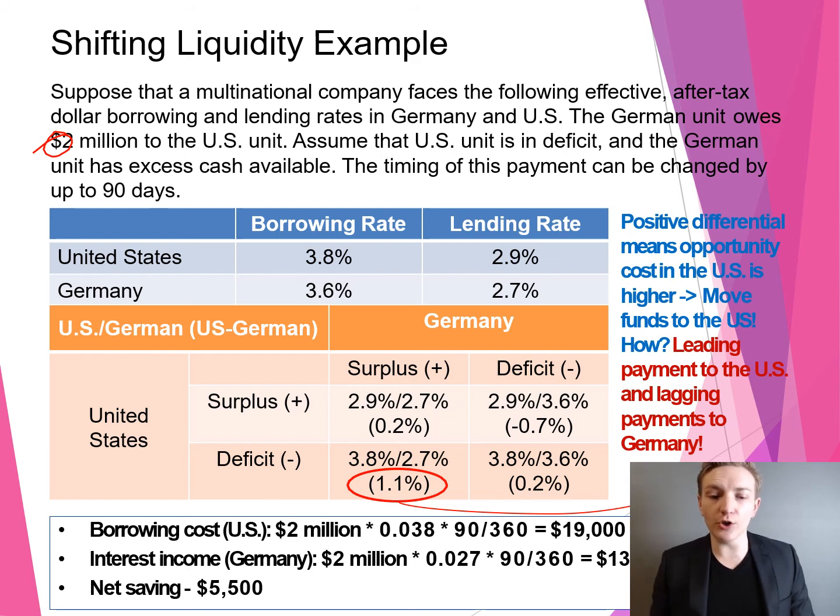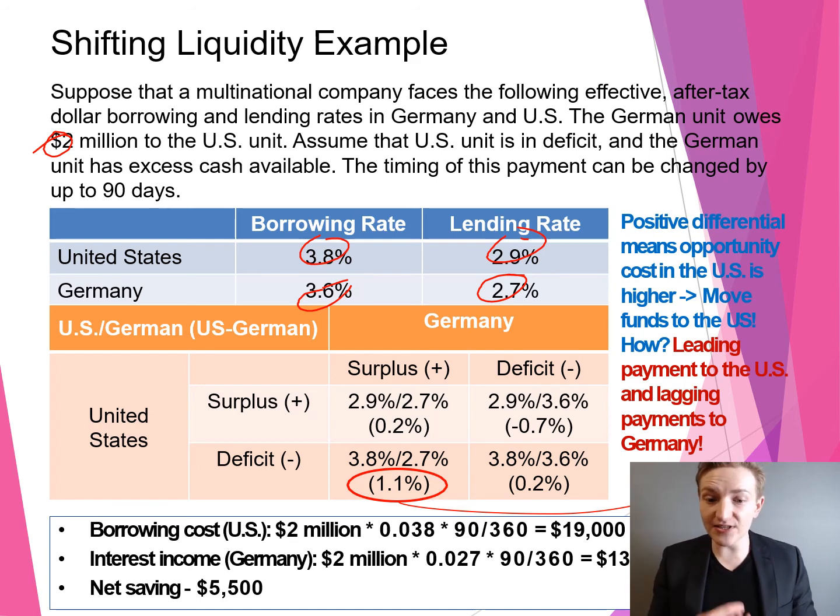Now, suppose we have the following borrowing rates. In the US, it's 3.8%, and Germany, 3.6%. The lending rate, 2.9% in the US, and 2.7% in Germany. So we can see kind of an effective surplus that can be generated. The surplus that is effectively generated is this German unit, and we're talking about surpluses for the parent here primarily. This German unit could either lend in its home market, or alternatively, it could effectively give money to the US market or US company early.